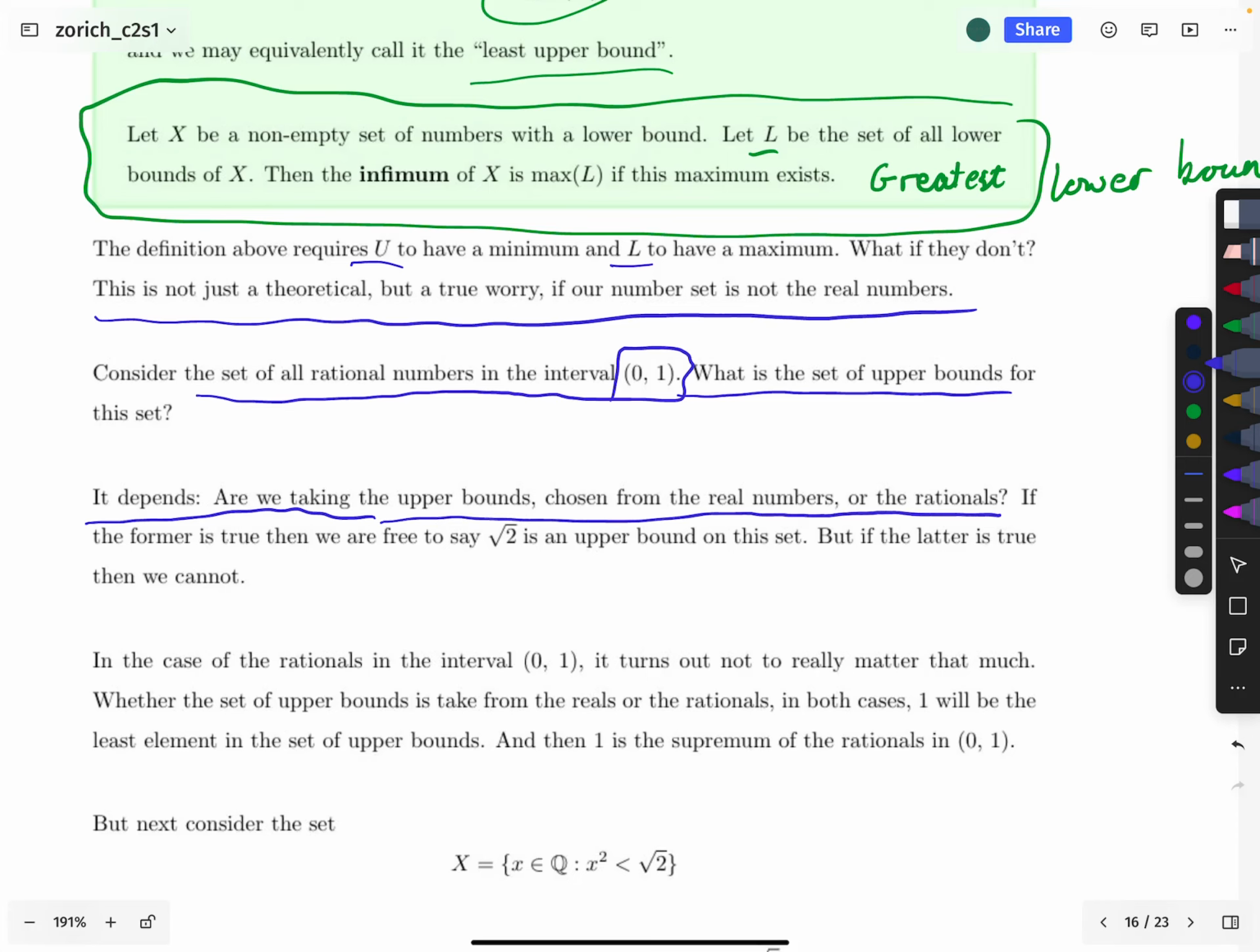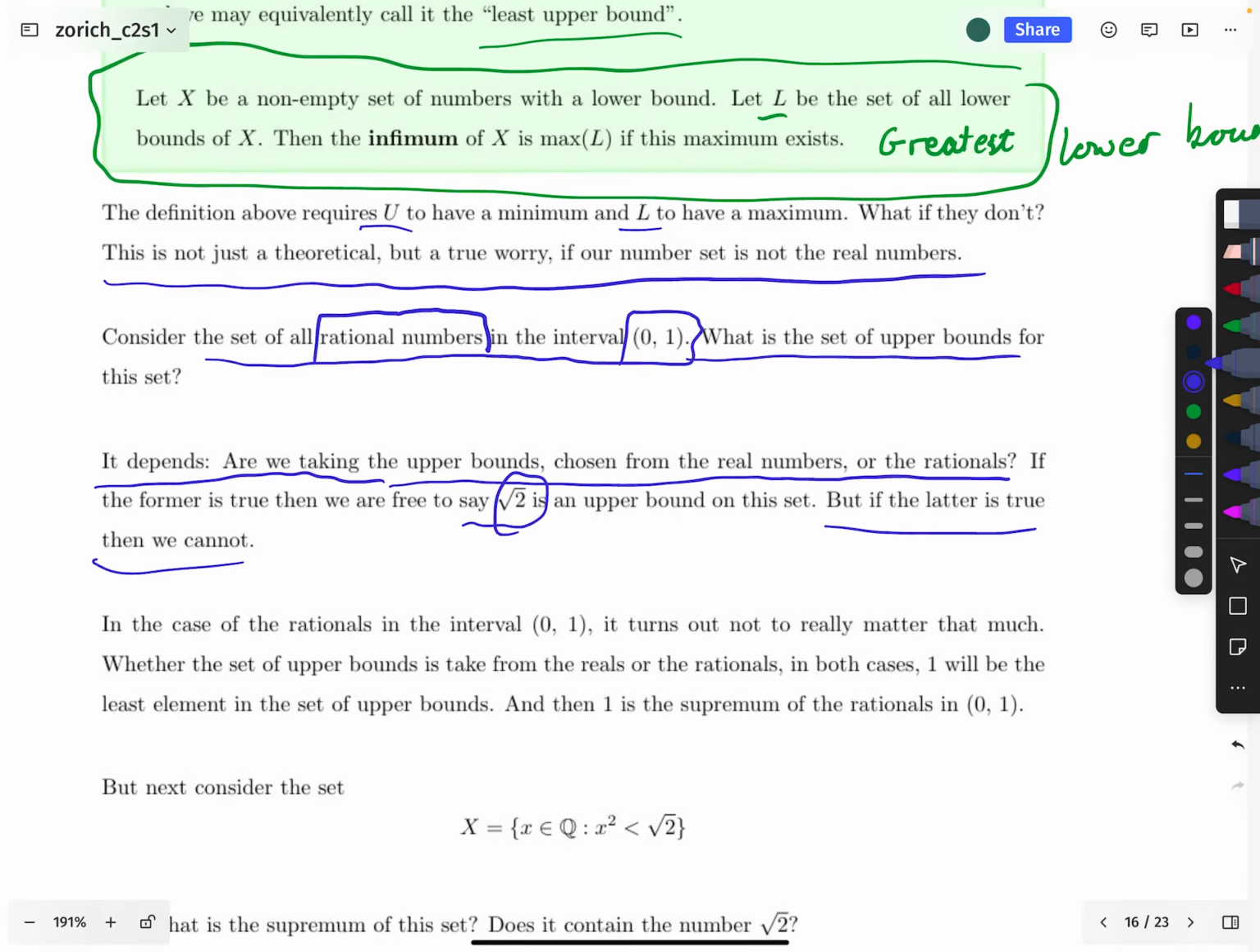Especially because I said that I'm taking my number set from the rationals, it is very reasonable to think that the set of upper bounds should likewise be chosen from the rationals. Typically, if you're going to live in the rationals, then you're really going to live in the world of the rational numbers. If our upper bounds are taken from the reals, however, then the number root 2 is going to be in the set of upper bounds, because that's a real number that is not rational, which we'll talk more about later. But if we take our upper bounds only from the rational numbers, then this would not be true.